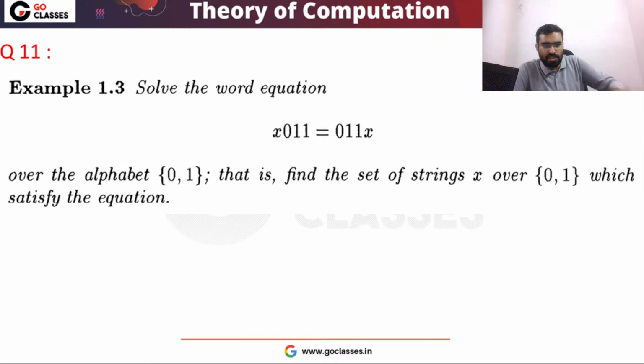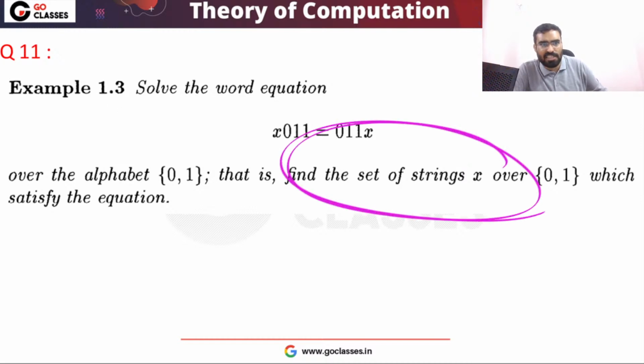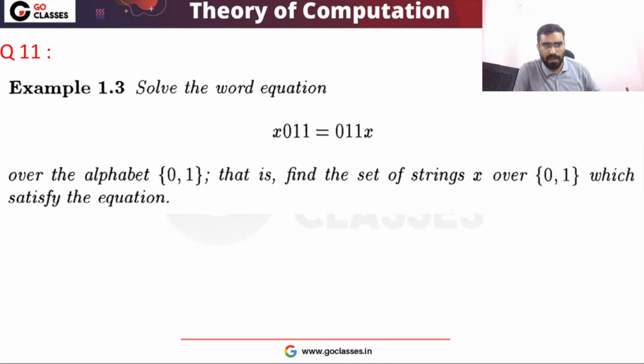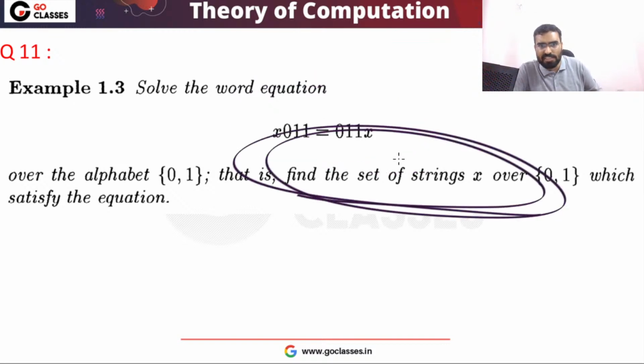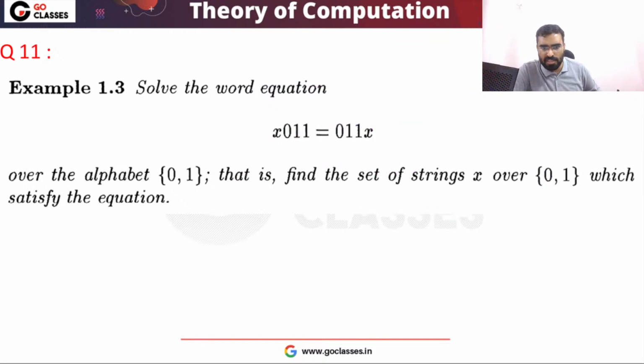So let's see this last question, and this is a new variation. This is a new type of question. Let's see what the question is saying. This equation is given to you, and the question is asking which strings will satisfy this equation. This is a new, nice type of question. Let's solve this.